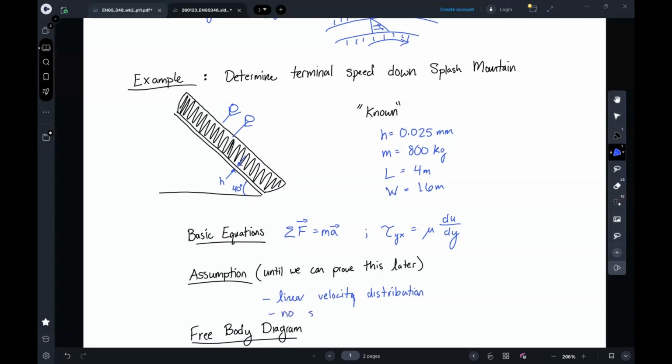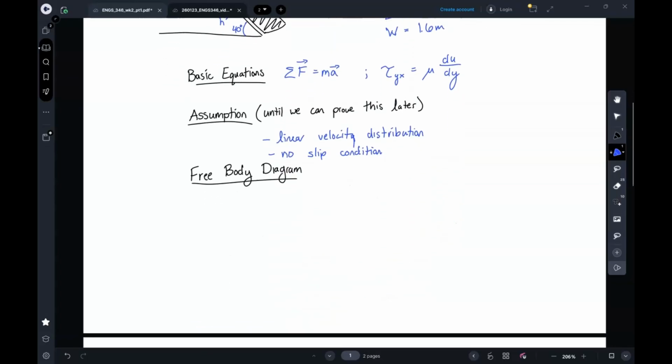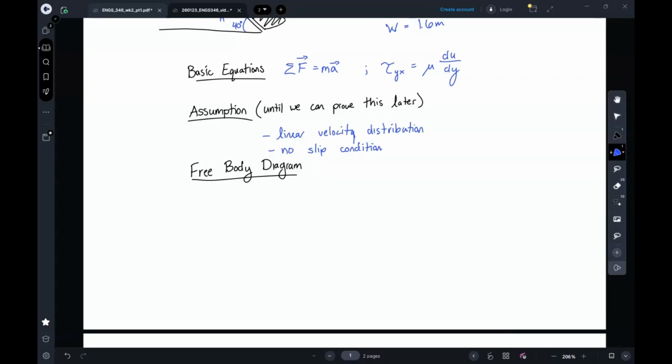And we have the no slip condition. So those are kind of assumptions, but assumptions for now. So this is kind of a mechanics problem, so we need a free body diagram. We have our boat.